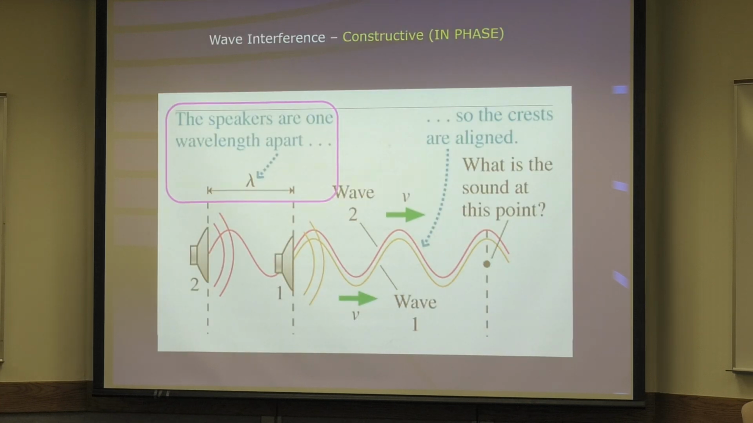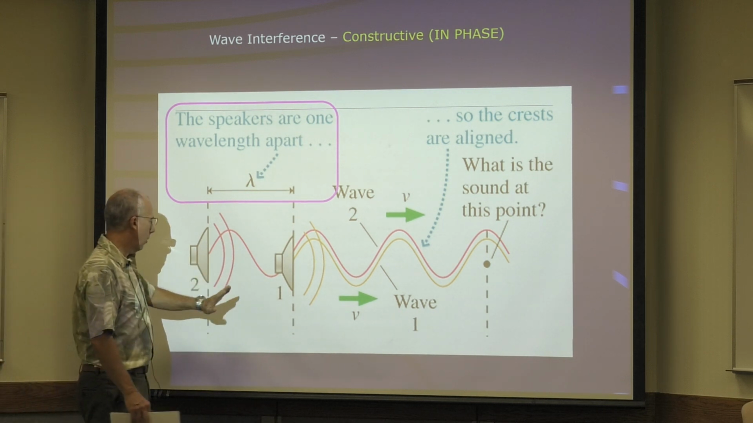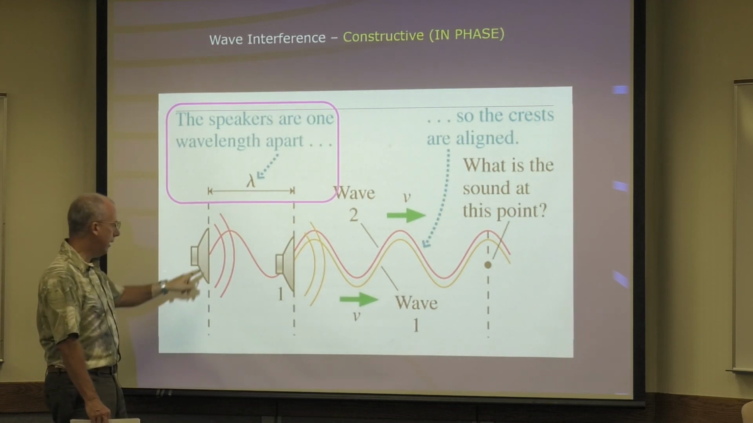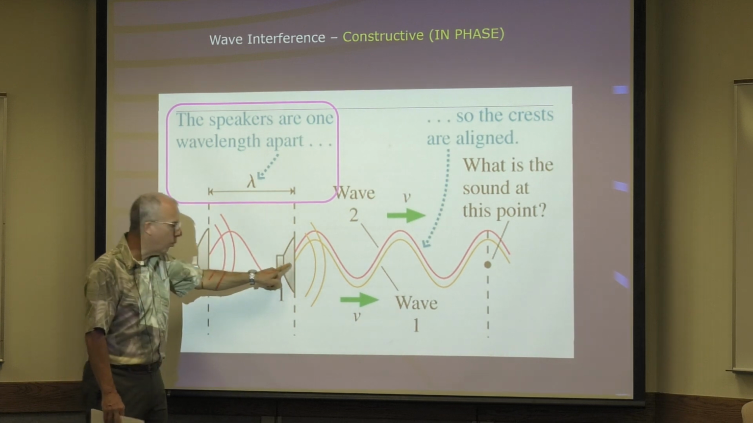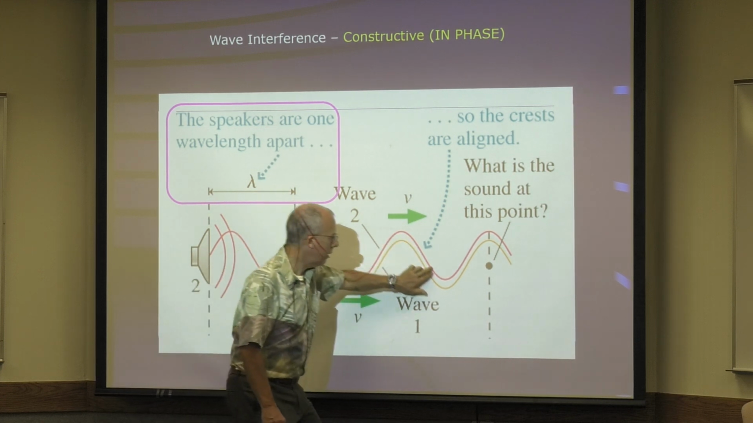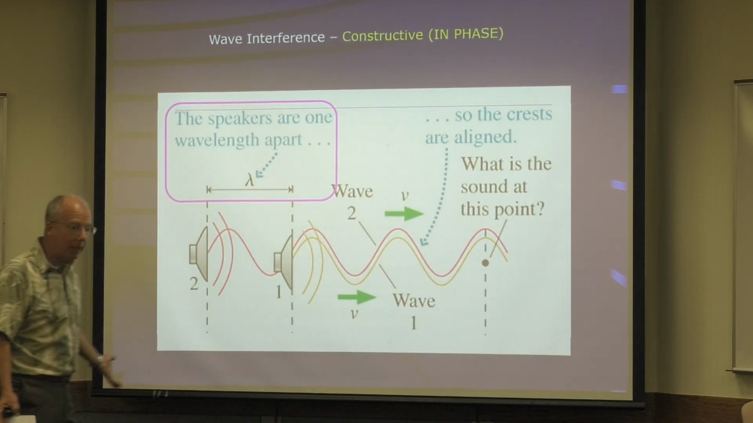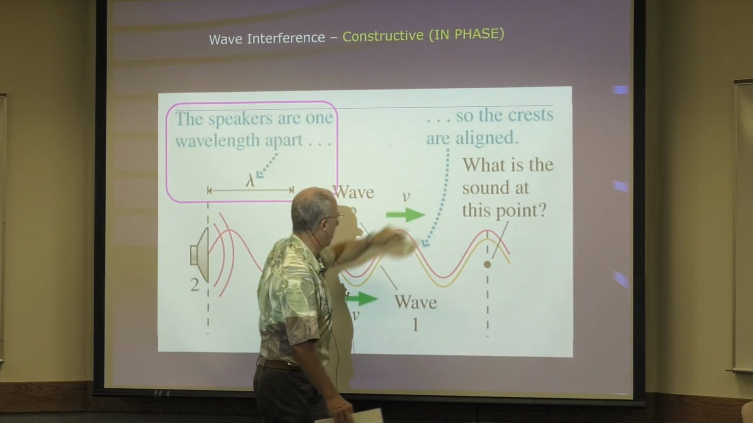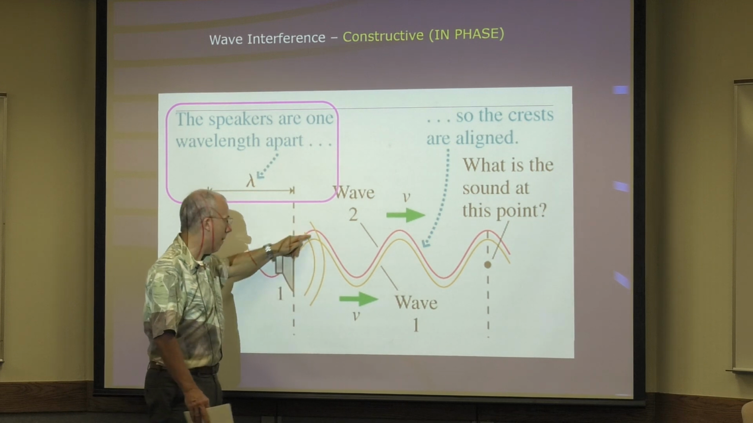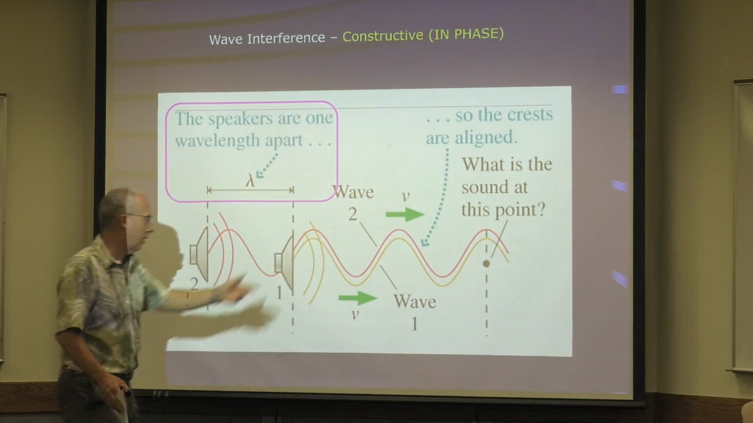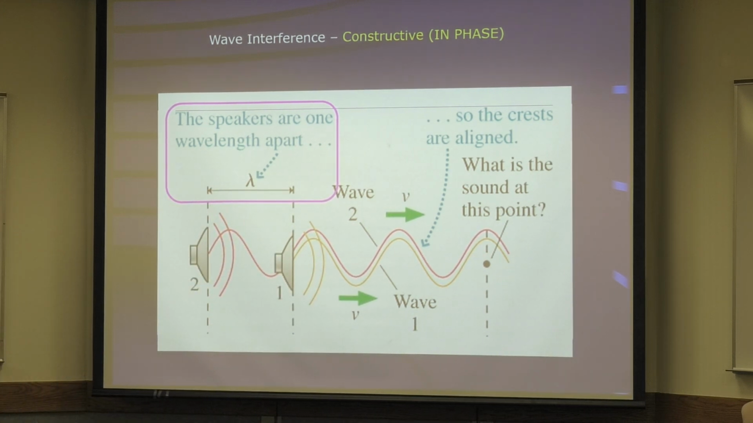All right, so if the path length difference is one wavelength, here's a picture. So here's the path length difference, right? This is the difference in path lengths, this distance right here. And you can see here that the path length difference is one wavelength. Well, look what happens. These two waves are in phase, right? The speakers are one wavelength apart. The crests are aligned. I would say the maxes are aligned, the mins are aligned. So what kind of interference are we going to get here? It's constructive, right?